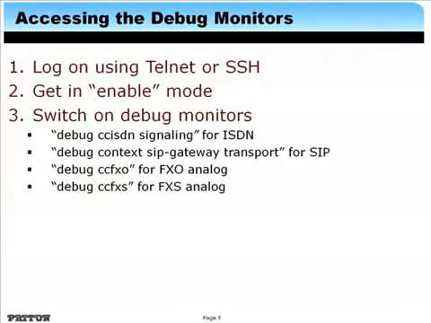Next up, how to access the debug monitors. Each smart node has a built-in protocol analyzer that can decode ISDN, SIP, FXO and FXS protocol. I'm going to show you how to access these monitors, and in our example, we're going to see a call from ISDN to SIP and how these messages look when something goes wrong. And here's how it works.